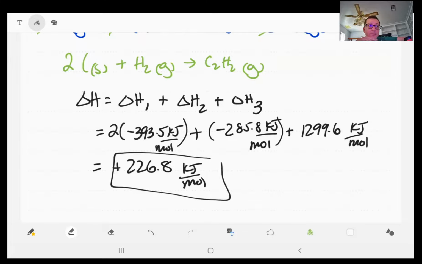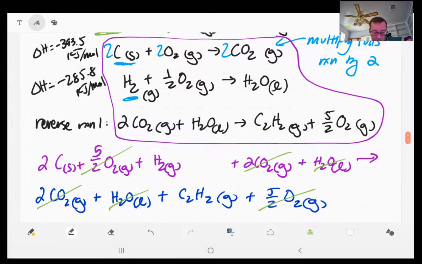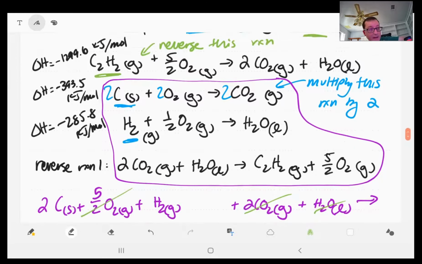All right, so it's really essentially the same process we do over and over. And so we just need to keep in mind what we do to each reaction. So our first reaction in the purple box, we multiplied it by 2. So delta H gets multiplied by 2. The second one, we left it alone. The third one, which was the reverse of our other one, the other one had negative 1299.6. We reverse it, so it becomes positive 1299.6.